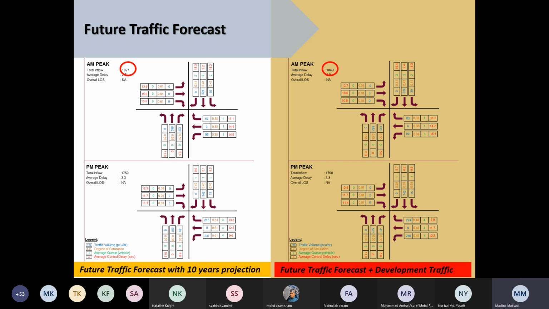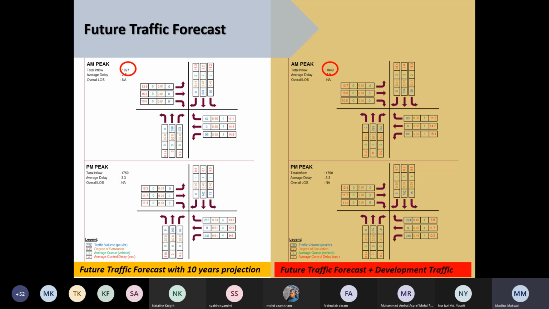So this is the example of the future traffic forecast. And from this, we can use the data to predict the future traffic condition for our development. On the left is the example of the future traffic forecast that we have developed for the 10 years projection. On the right is the future traffic forecast with our development traffic.